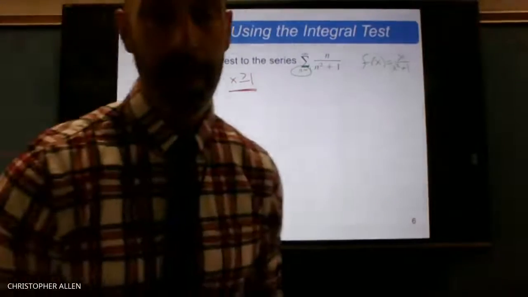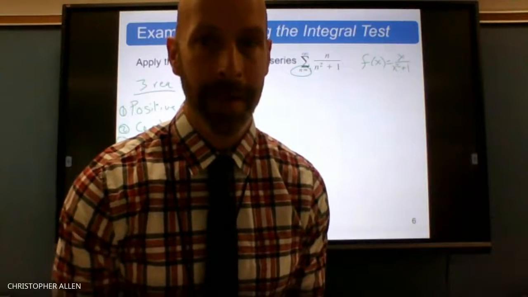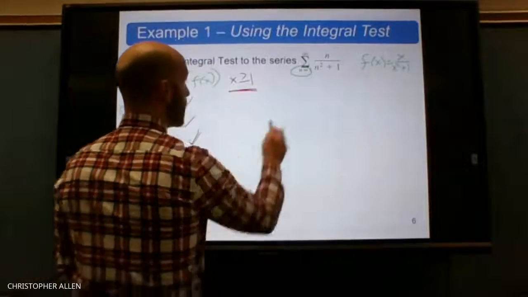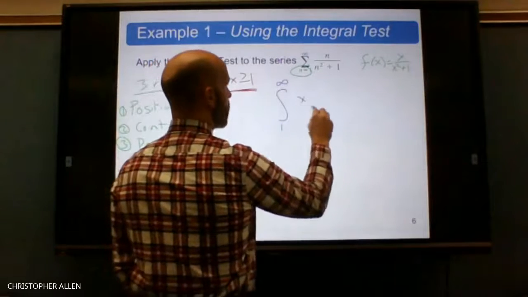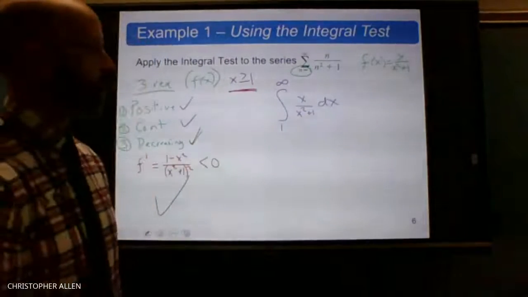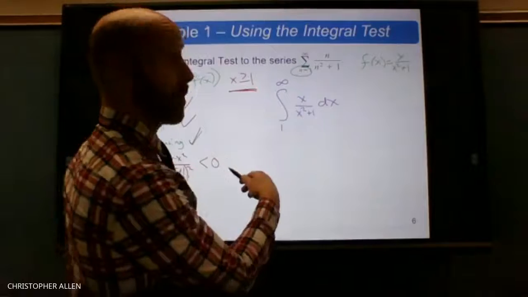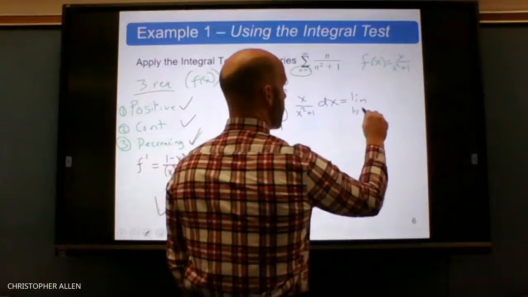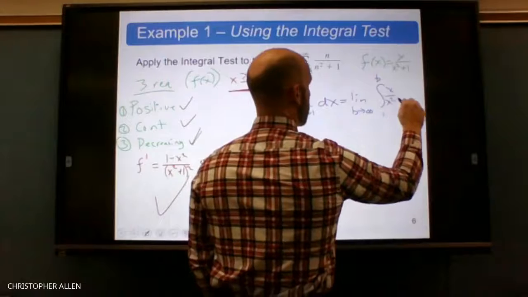Now, here's the bad news about the integral test. In order to do the integral test, guess what you have to be able to do? Integrate. So the question is, can I do the integral from 1 to infinity of x over x squared plus 1 dx? Hopefully you remember we did a section in chapter 7 on improper integrals, because that's what this is. So the first thing we have to do is take the limit as b goes to infinity of the integral from 1 to b of x over x squared plus 1 dx.